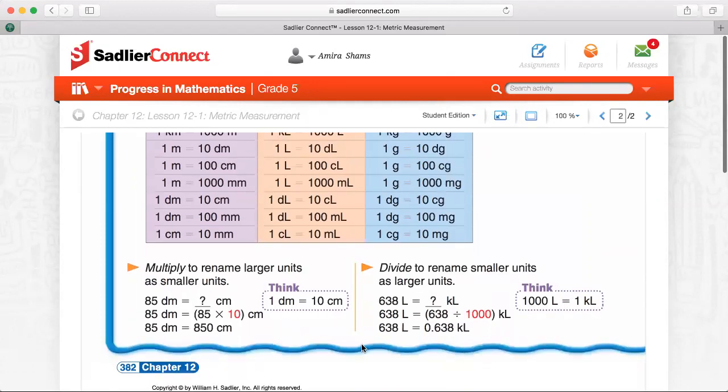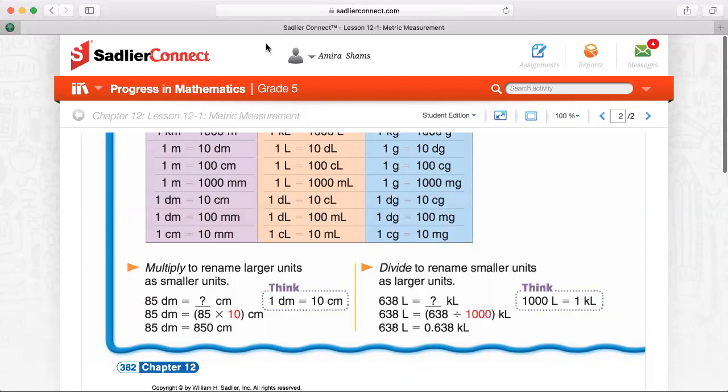And you must multiply when you want to rename larger units as smaller units. Opposite, if you want to rename smaller units to larger units, you are going to divide. So from larger to smaller, you multiply. From smaller to larger, you divide. Okay, girls? This is the second important point you have to know.